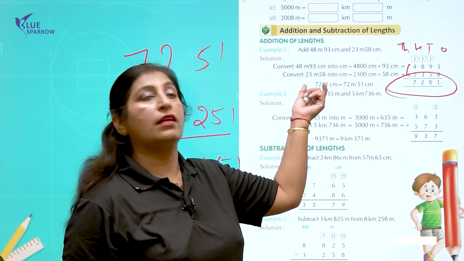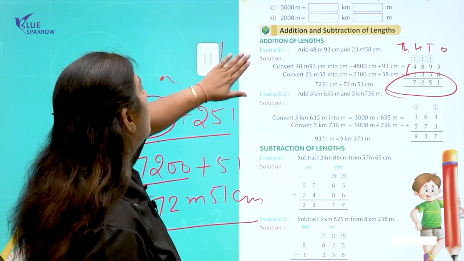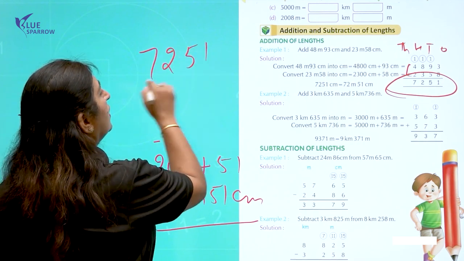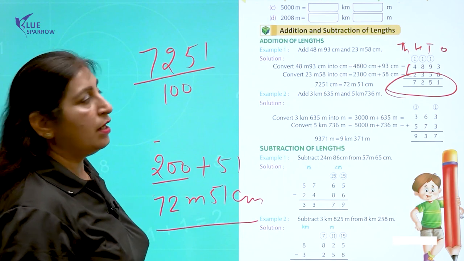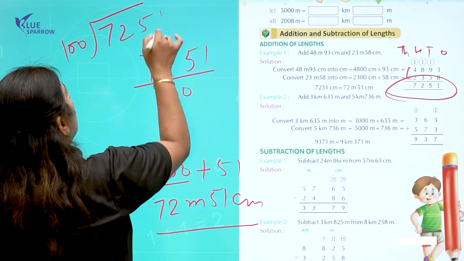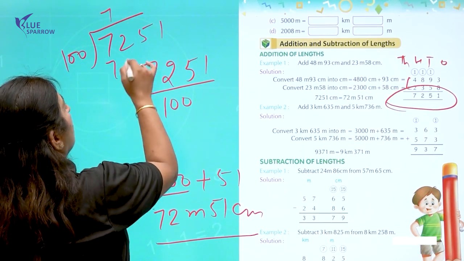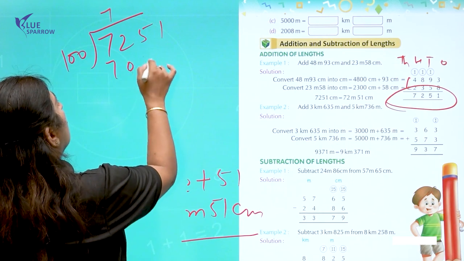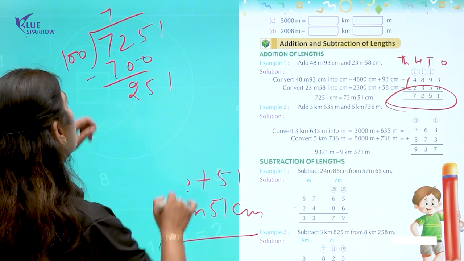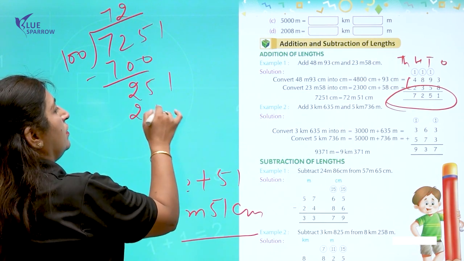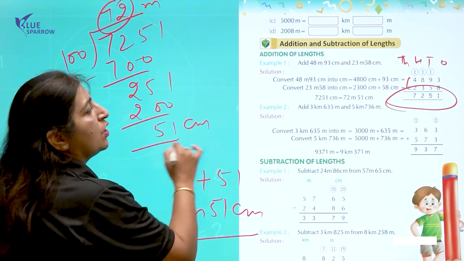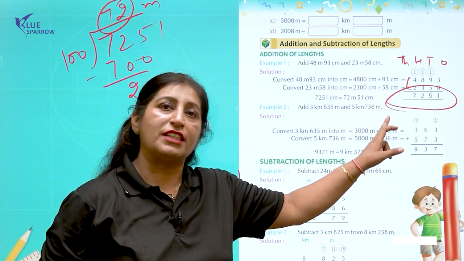We would divide this number by 100. You can change it into meter and centimeter by dividing by 100. So by dividing it by 100, we get 100 sevens are 700. 25 is left here. 1, we would bring 1 downwards. So 100 twos are 200. 51 is left over here. It means these are meter and these are centimeters. So we get 72 meter 51 centimeter as the answer.